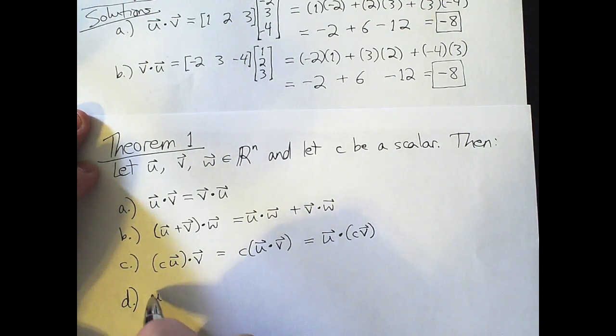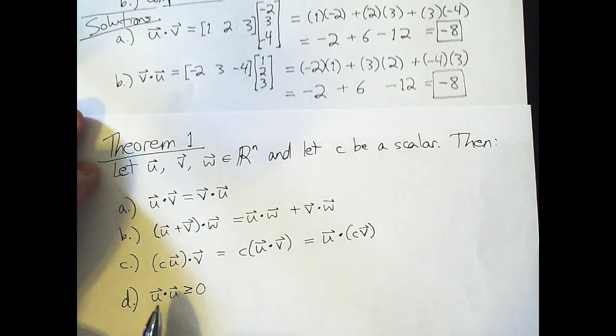This one is going to say that if we do u dot u, the inner product of u with itself, the result is always going to be greater than or equal to 0. There's actually something else I'm going to write on this line, so there's a little something extra. But can you see why this is true?